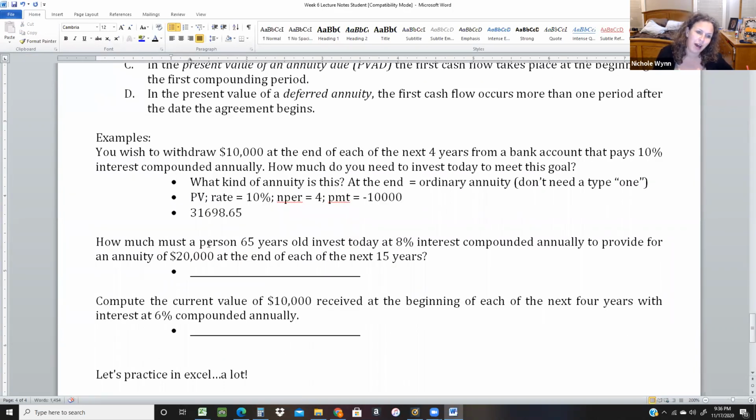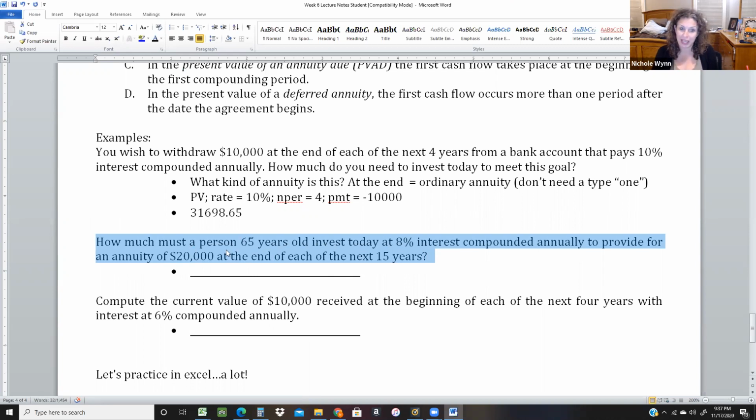So next one, how much must a person 65 years old invest today at 8% interest compounded annually to provide for an annuity of 20,000 at the end of each of the next 15 years? Okay, so in this example, older person, he's at his retirement point. So when he's 65 today, he wants to be able to pull out 20,000 each year for 15 years.